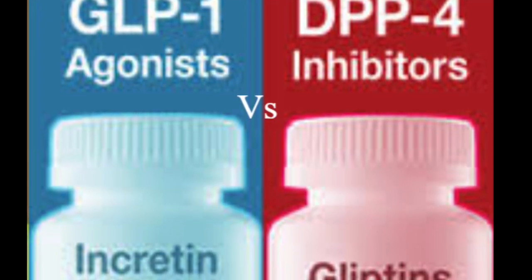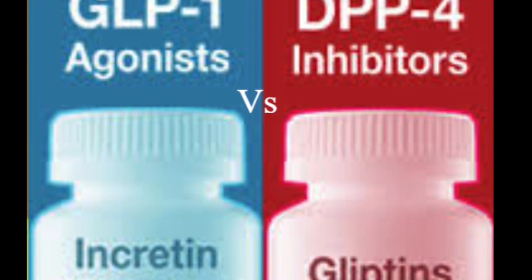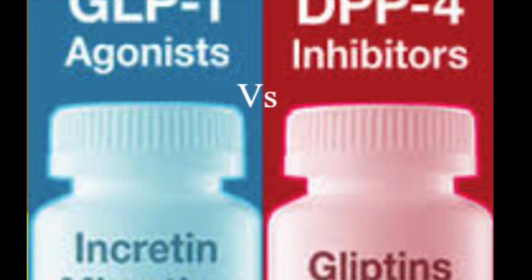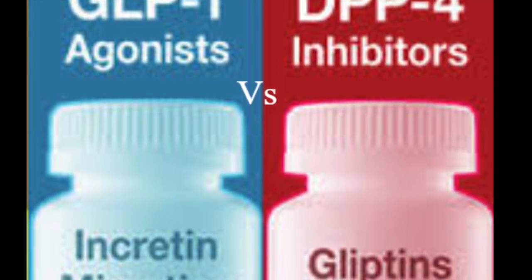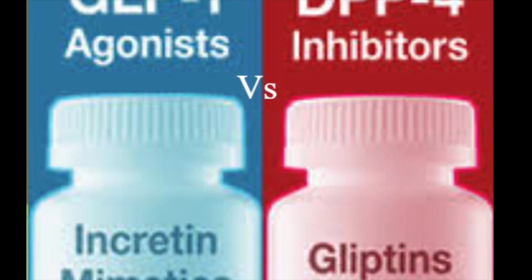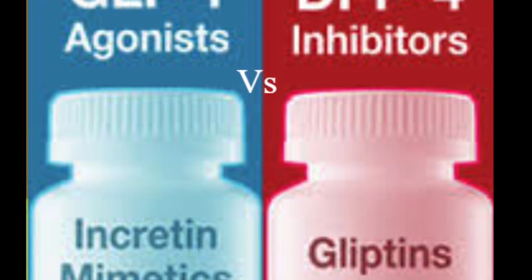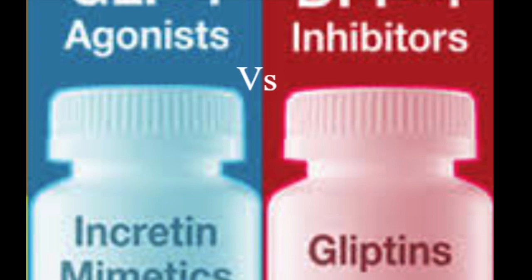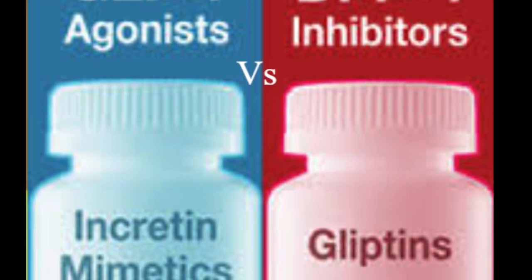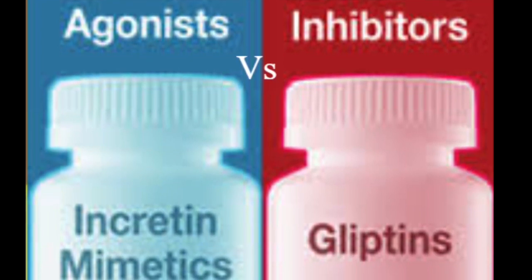Adlyxin, lixisenatide, is another GLP-1 receptor agonist approved by the FDA in 2016. Soliqua, insulin glargine/lixisenatide, is a combination of a long-acting basal insulin and a GLP-1 receptor agonist approved by the FDA in 2016. Xultophy, insulin degludec/liraglutide, is a combination of a long-acting basal insulin and a GLP-1 receptor agonist approved by the FDA in 2016.